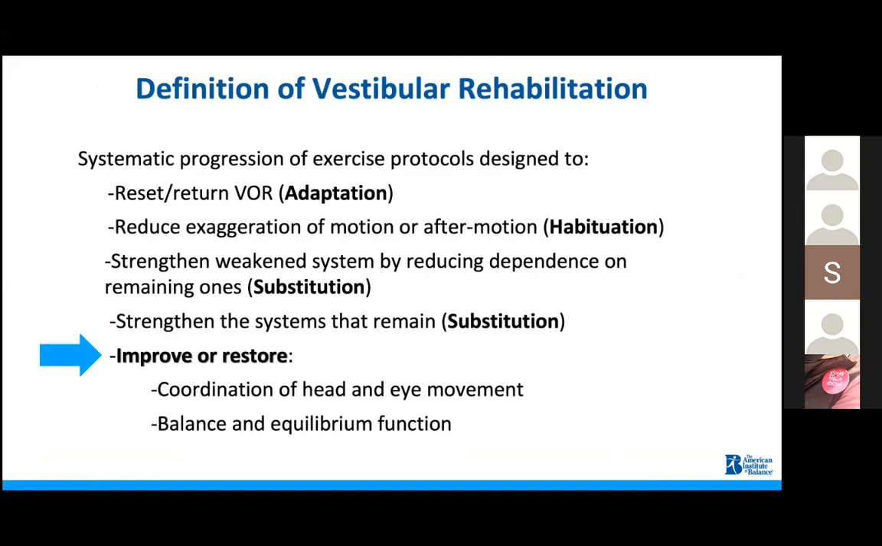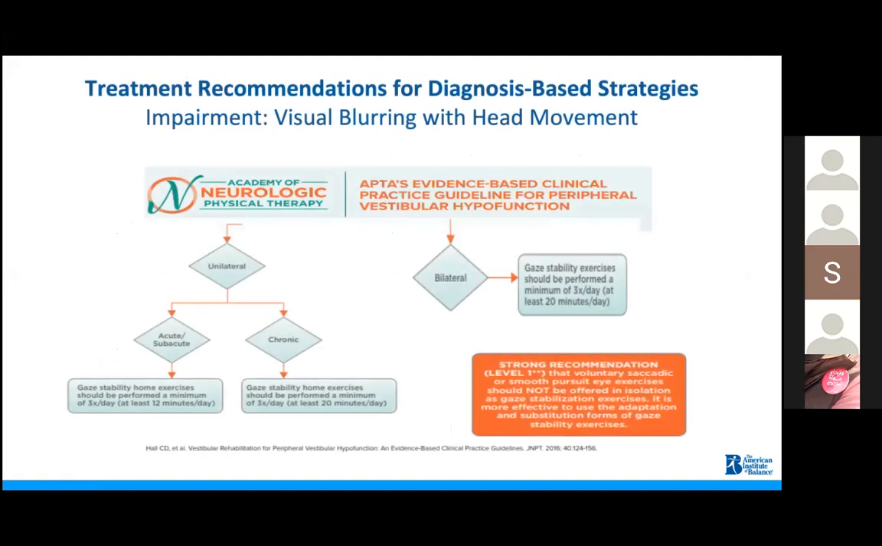So as we define vestibular rehabilitation, we want to make sure that we are improving or restoring everyday activities, whether we're using adaptation, habituation, or substitution. Now, the American Physical Therapy Association has some very specific guidelines that are simply recommendations about what you should do with patients with a unilateral condition versus a bilateral condition and the nature of their therapy.